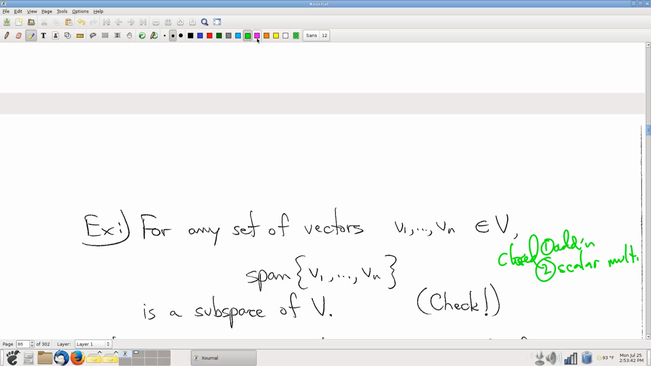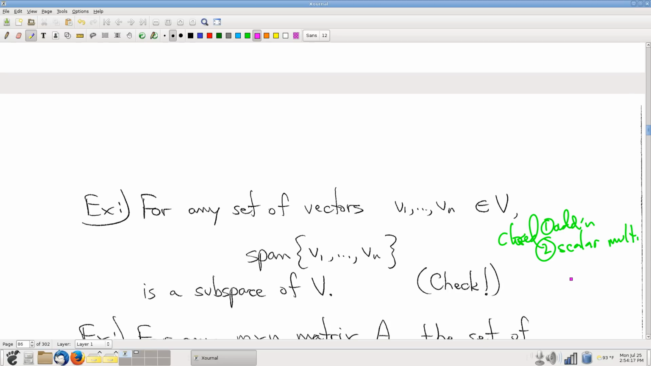Check that if you were to take a linear combination of these vectors and another linear combination of these vectors, when you add them, the result is also a linear combination of these vectors. And likewise, check that if you take a linear combination of these vectors and multiply by a scalar, the result is a linear combination of those vectors. Good practice to think through and good practice to write down. Okay, here's another one.